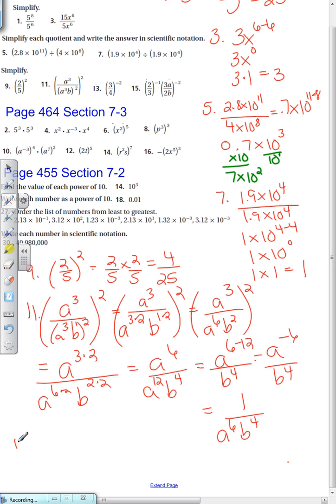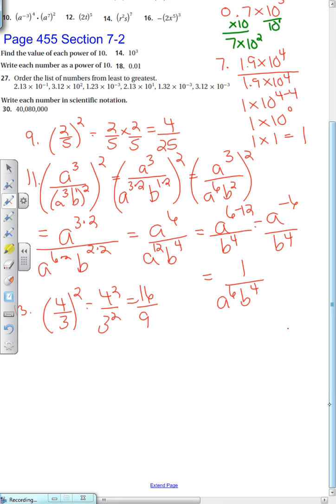Number 13, I have to do 3/4 to the negative 2nd. Anytime you have a quotient to a negative exponent, you can flip your fraction upside down and make that a positive 2. So I'm really doing 4 squared over 3 squared. 4 times 4 is 16, 3 times 3 is 9.